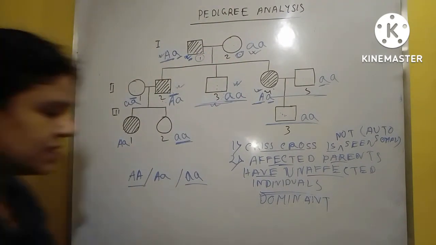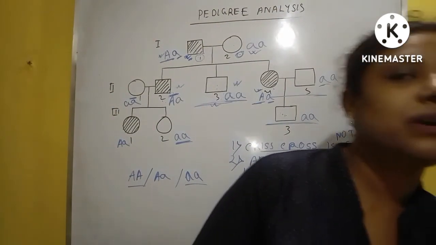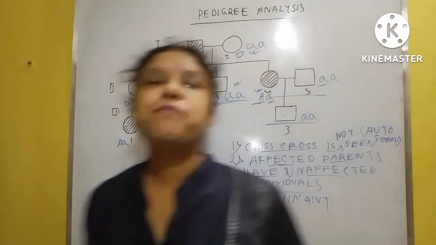Okay? So I think you can understand it properly, how autosomal dominant pedigree analysis is created.